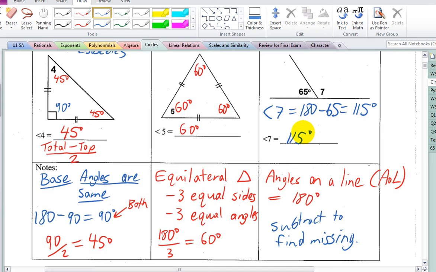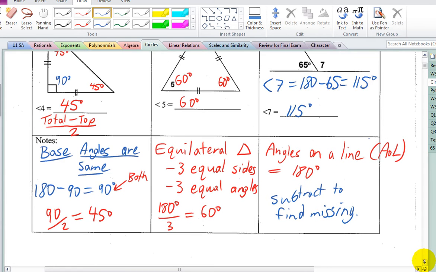So is that an obtuse angle or an acute angle? Obtuse, greater than 90. What's the special name for 90? Looking at this triangle, what kind of triangle is this? Right. Okay, so right angles are 90 degrees.